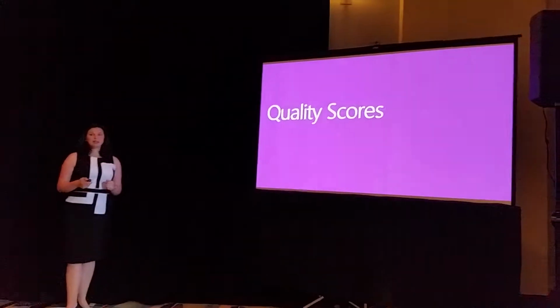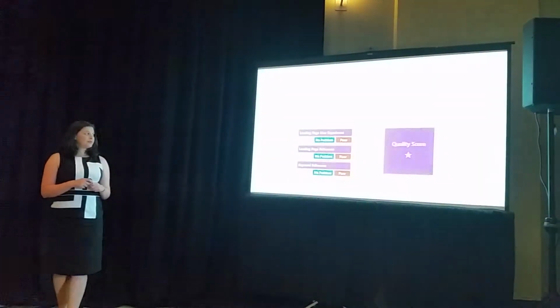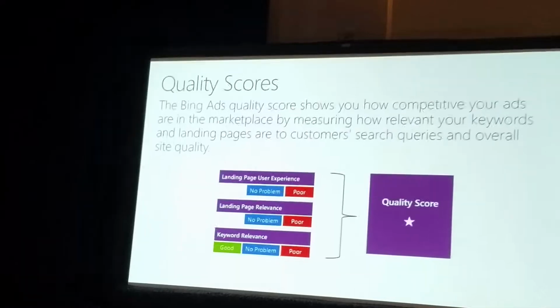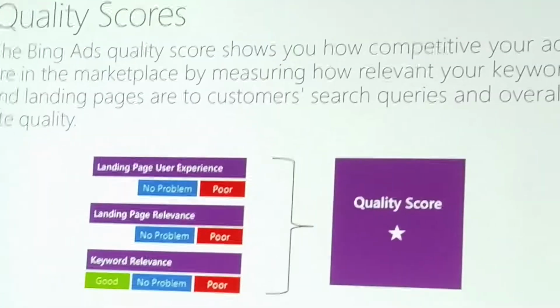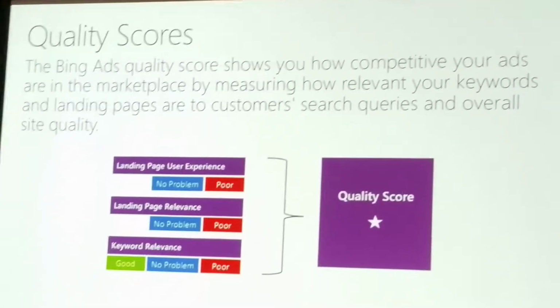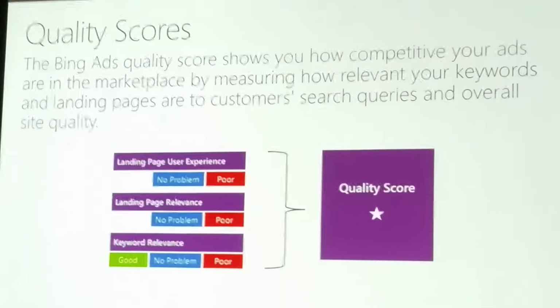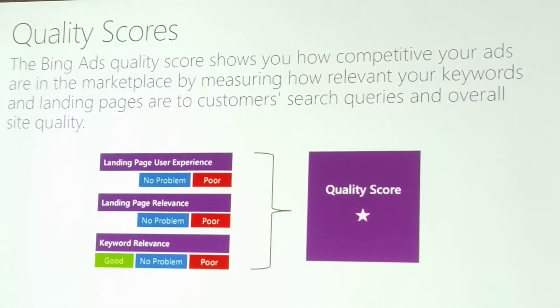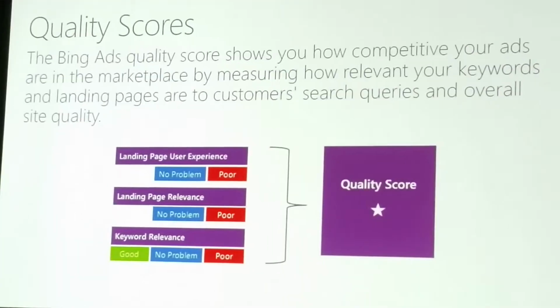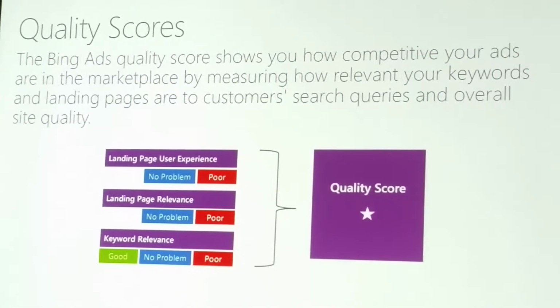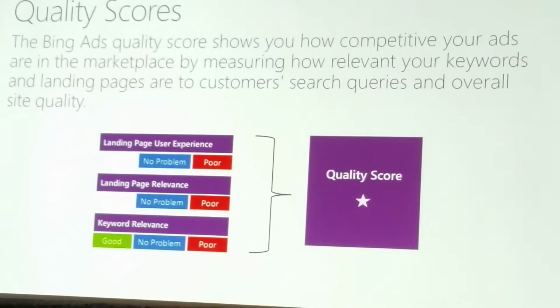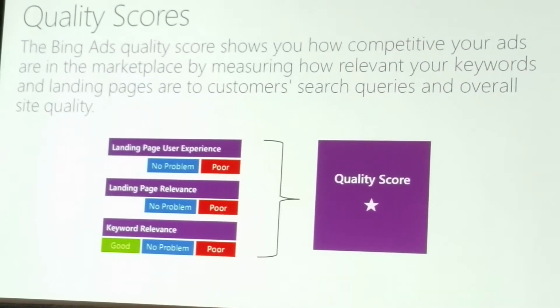And that relates directly to quality scores. All of your ads and all of your keywords are going to have a quality score associated with them. By having an ad or a keyword that's disapproved, it's not running, and its quality score is 0. It's really not doing any service to anybody within your campaign. Quality scores show not only how competitive your ads are in the marketplace, but also how relevant your keywords and landing pages are to search queries.